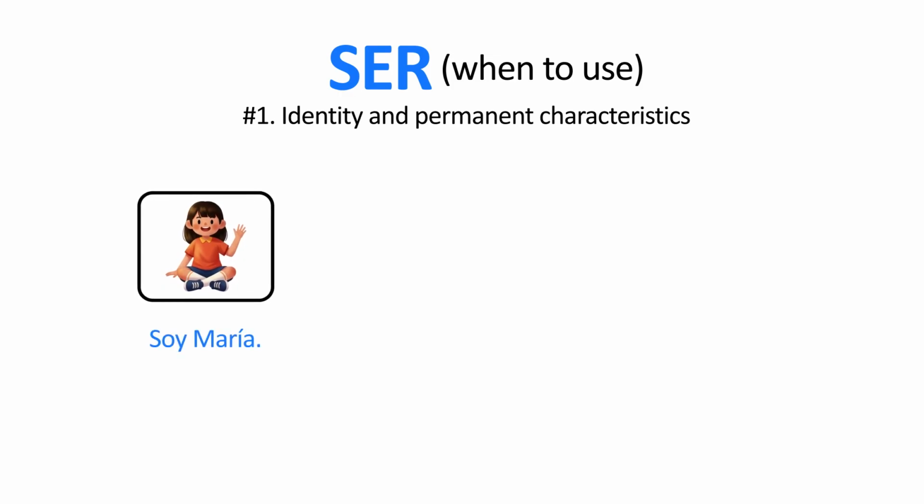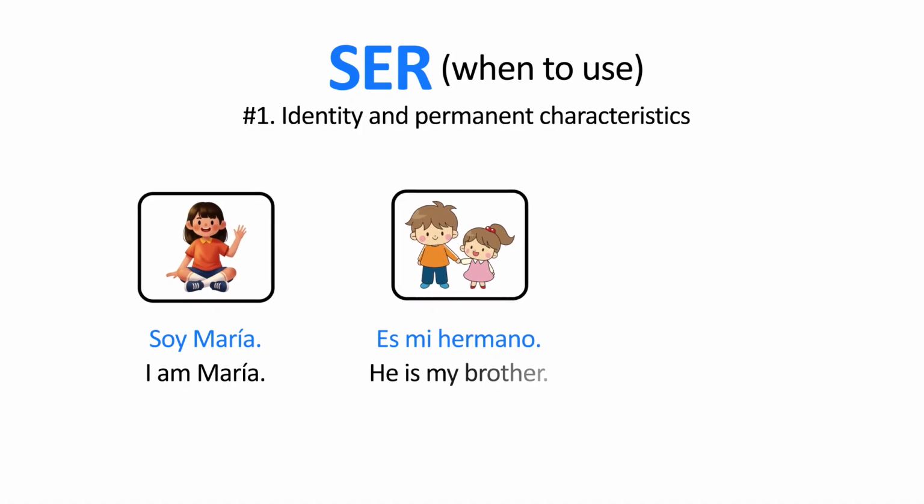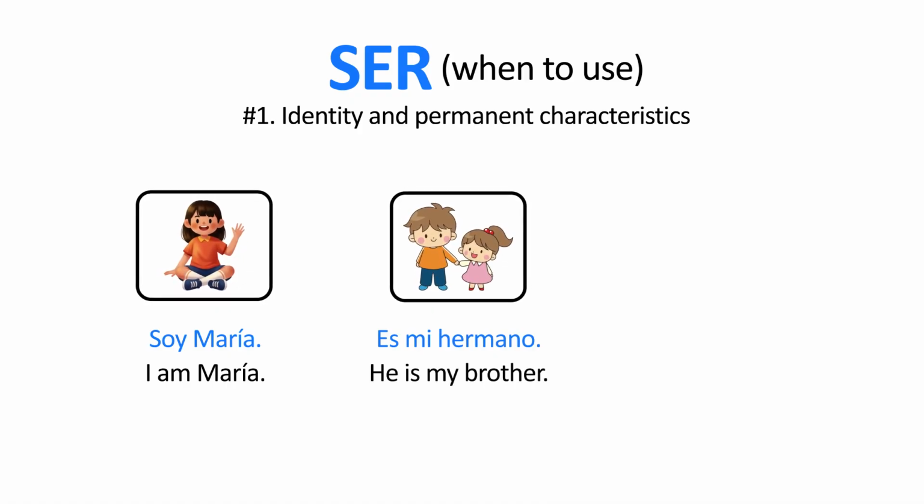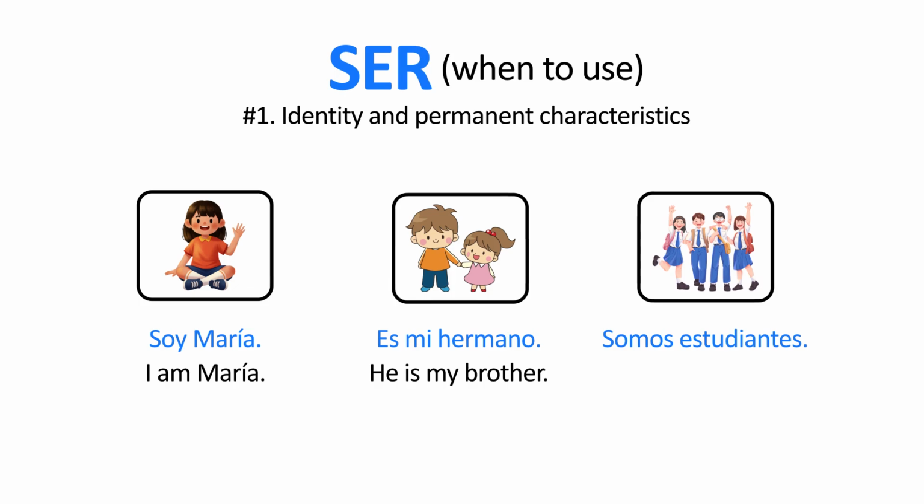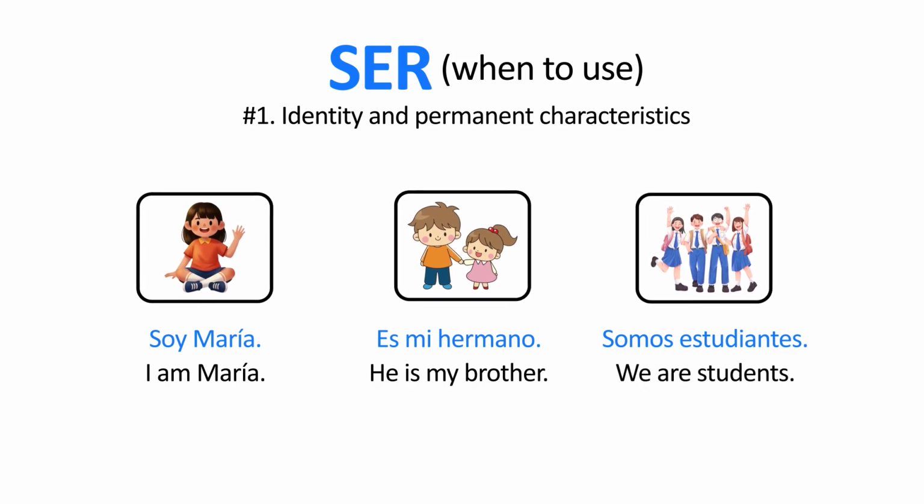Soy María. I am María. That's your identity. Your name doesn't change based on mood or circumstance. Es mi hermano. He is my brother. That relationship is permanent. Somos estudiantes. We are students. That's your role, your identity in this context.